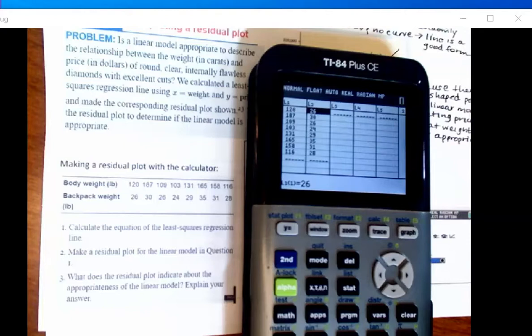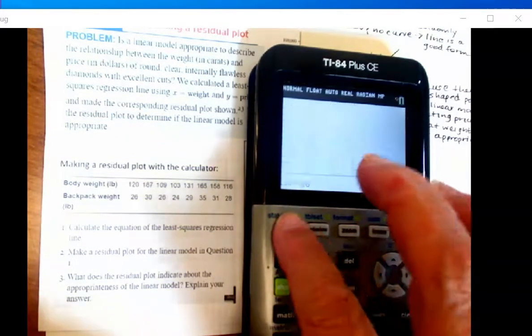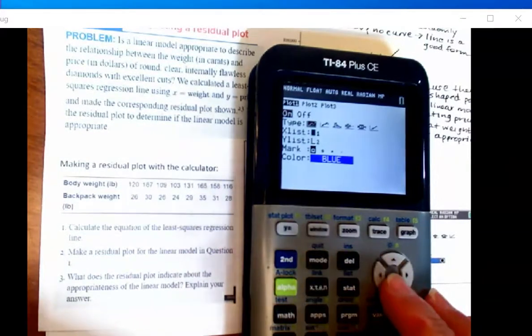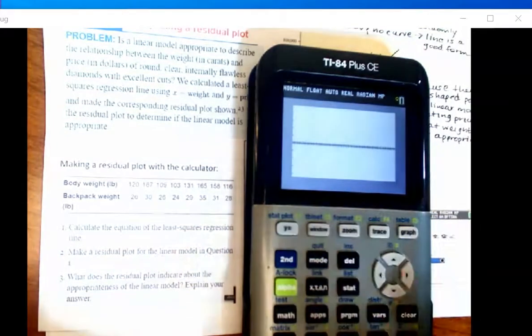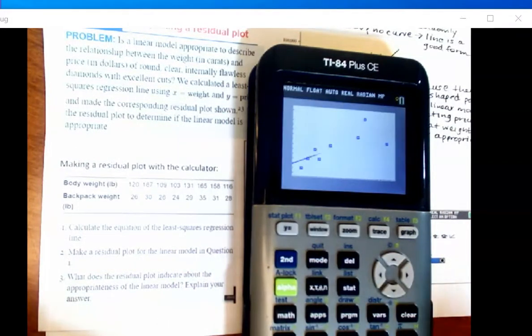Okay, so hopefully you have got your body weight, and what this is comparing is body weight versus backpack weight. So the more you weigh, you're comparing how much backpack weight you can handle. I've gone through and put the data in list 1. Then we know we're going to make a scatter plot. You hit second Y=, you want to turn this on. It is on scatter plot, list 1, list 2, all that's good. Hit graph, Zoom 9, ZoomStat, and there's your scatter plot.